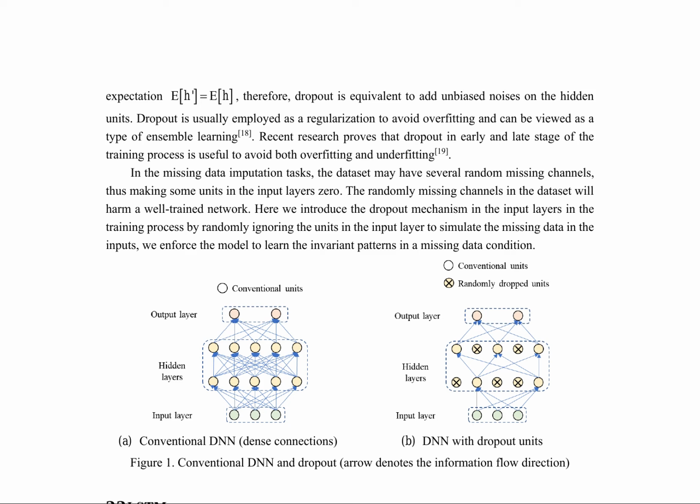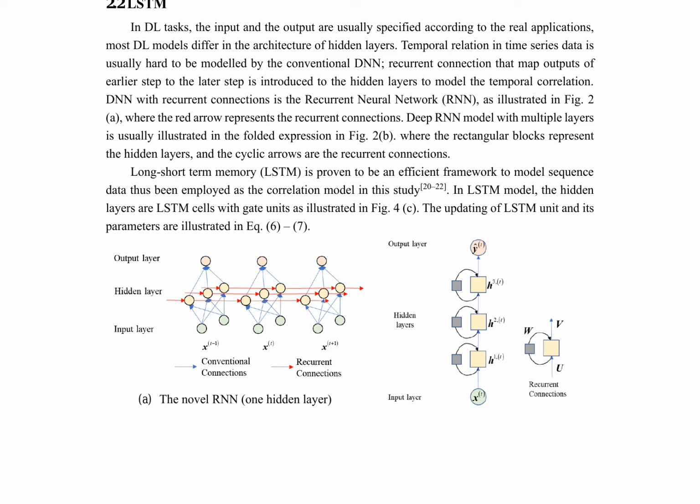In missing data imputation tasks, the dropout mechanism can be applied to the input layers to simulate missing data and enforce the model to learn invariant patterns. This is particularly useful when the dataset has randomly missing channels, which can harm a well-trained network. Recurrent neural networks, RNNs, such as long short-term memory, LSTM, models, are designed to model temporal correlations in time series data. LSTM cells, illustrated in Figure 2c, are efficient frameworks for modeling sequence data. The updating of LSTM units and their parameters are described in equations 6 and 7.